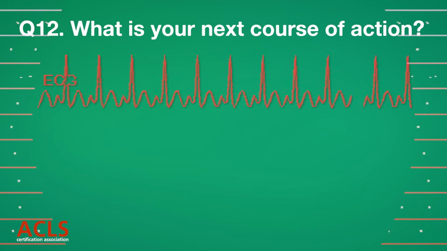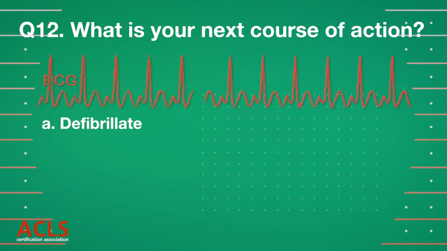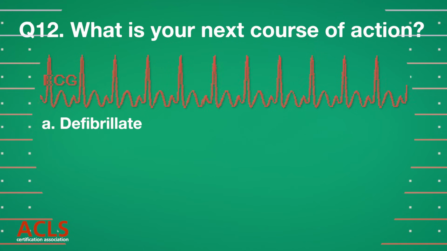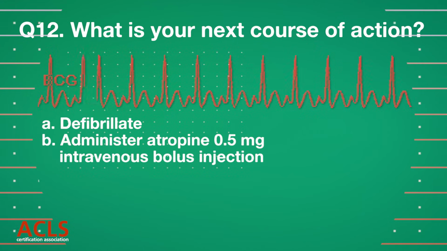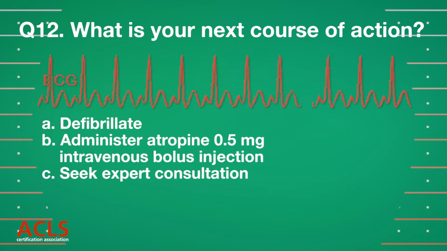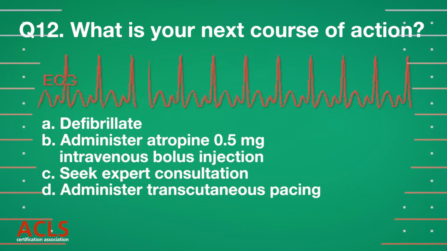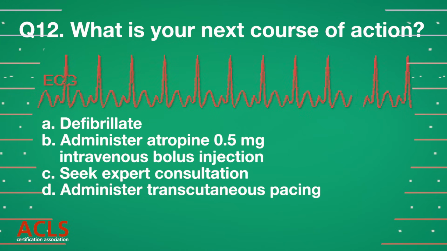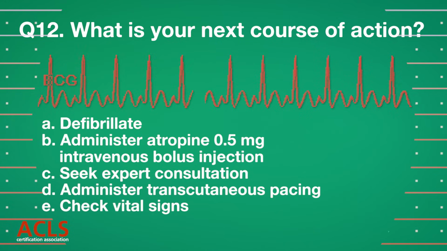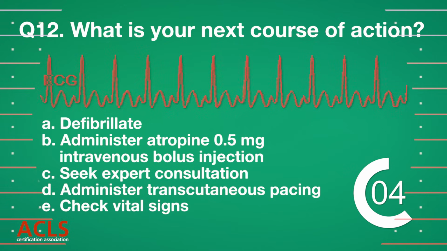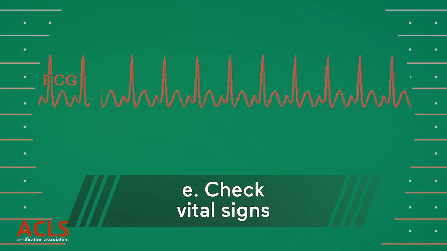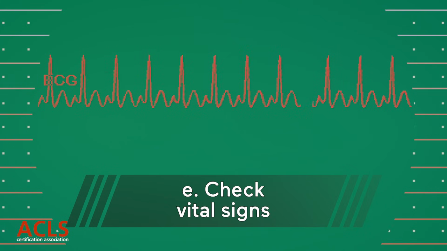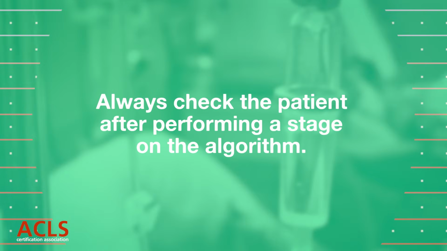Question 12. What is your next course of action? A. Defibrillate. B. Administer atropine 0.5 mg intravenous bolus injection. C. Seek expert consultation. D. Administer transcutaneous pacing. E. Check vital signs. Correct answer, E. Check vital signs. Always check the patient after performing a stage on the algorithm.